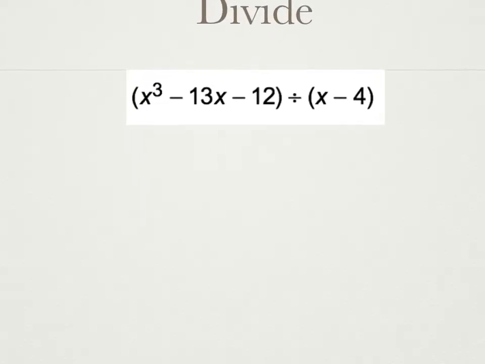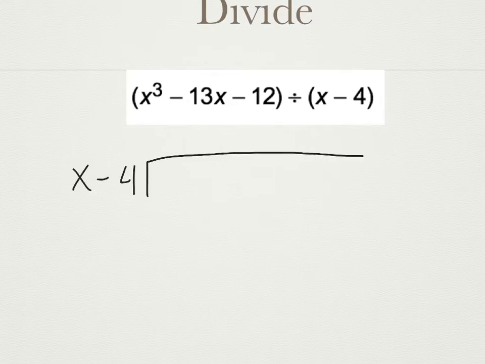Okay, what do we need to do first here? We rewrite it. So we have x minus 4 on the outside and x cubed minus 13x minus 12. So now we have an x cubed. Now we have an x cubed, and our next term is 13x.